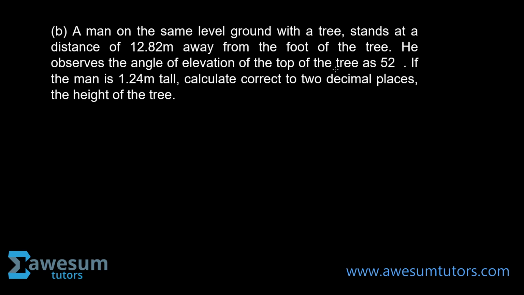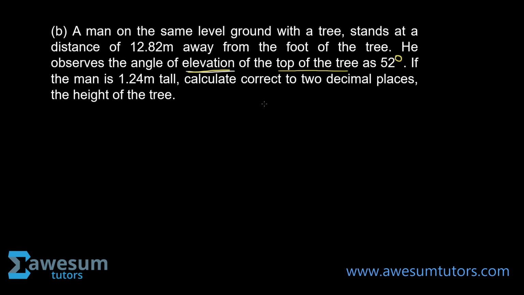Then it says, he observes the angle of elevation. Take note, angle of elevation. So what that tells me is the man looks up, elevation, to elevate. The man looks up. He said angle of elevation of the top of the tree as 52 degrees. This is 52 degrees. If the man is 1.24 meters tall, calculate correct to 2 decimal places the height of the tree.